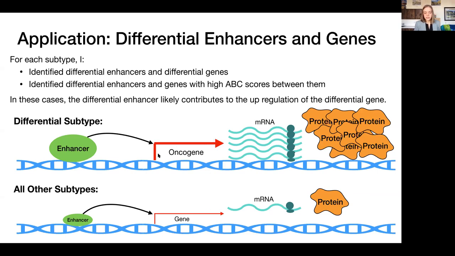So this gene is likely an oncogene because it is not as expressed in what you might call the normal state. And then if this enhancer has a high ABC score to this oncogene, then it likely regulates that. So if we could then create a drug that targets this enhancer, then that would treat the cancer. So that would be the end goal.